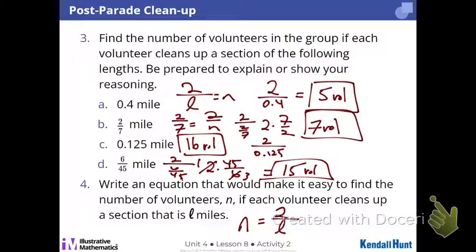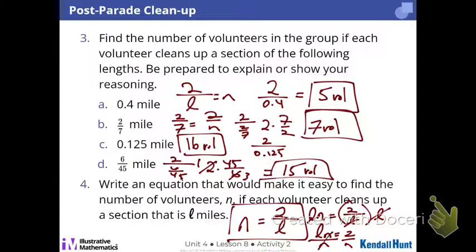Now, I did it with different variables. I want to make a connection to what we were just looking at. So let's say we start with N equals 2 over L, and let's say we want to get L by itself. The first thing we would do is multiply both sides by L. Okay, and it cancels right there. So the length needed times the number of volunteers should equal 2, correct? Well, if I want to get L alone, I would divide by N.